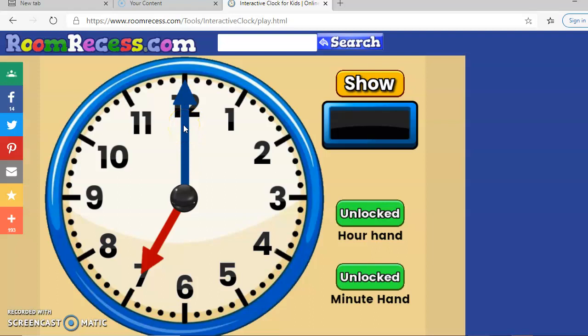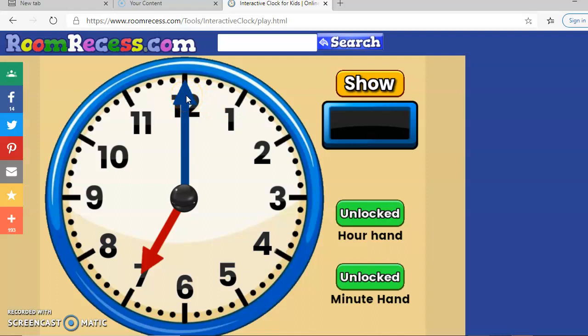Well, the blue hand is the boss because the blue hand has to go all the way around the clock, 60 minutes, while the red hand only moves from one number to the next. And the red hand always moves in the same direction. It never goes backwards. It always goes forward like this until it gets to 12, and then it starts back over at 1. So let's just look at the blue hand right now.